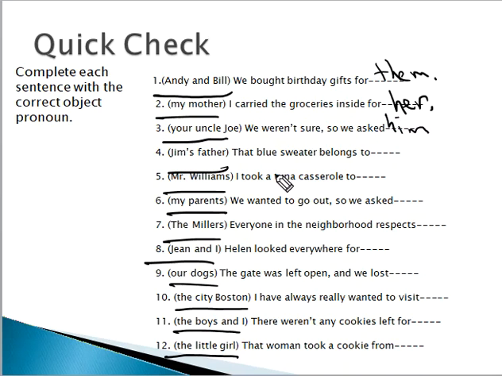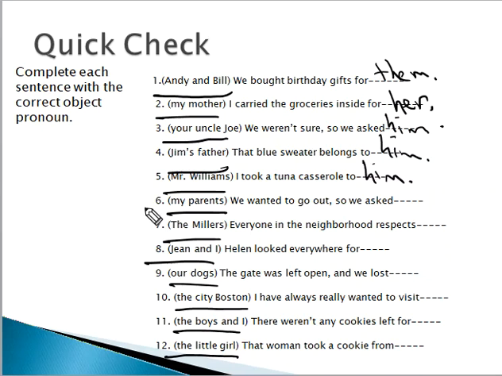How about Jim's father? That blue sweater belongs to. Oh, so it applies to Jim's father as well. It's exactly the same as the previous noun, which is both a male and a singular entity, like one person only. So we say him. Him fits perfectly. How about Mr. Williams, also a male and also one person? I took a tuna casserole to him.